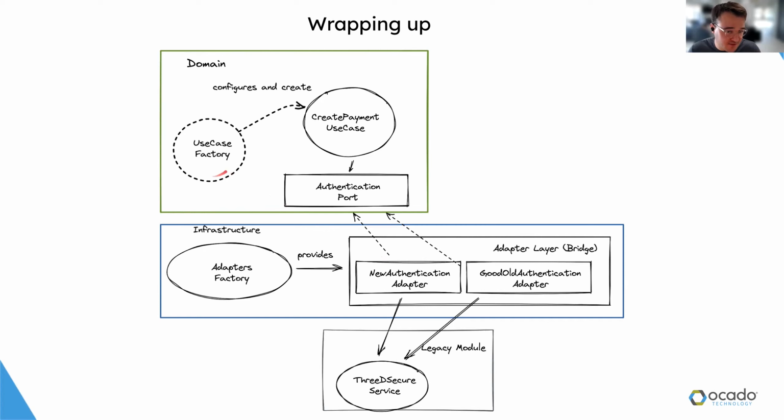I didn't mention the use case factory, but at some point, the if condition for the feature flag still needs to be done. And it's done in the factory that creates the use case, right? So the use case is not a bean. There is a component that creates it, which is the use case factory.